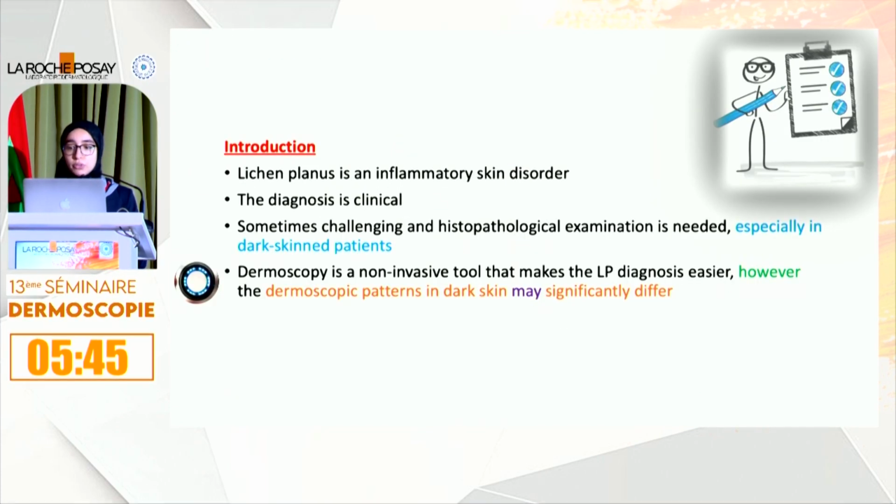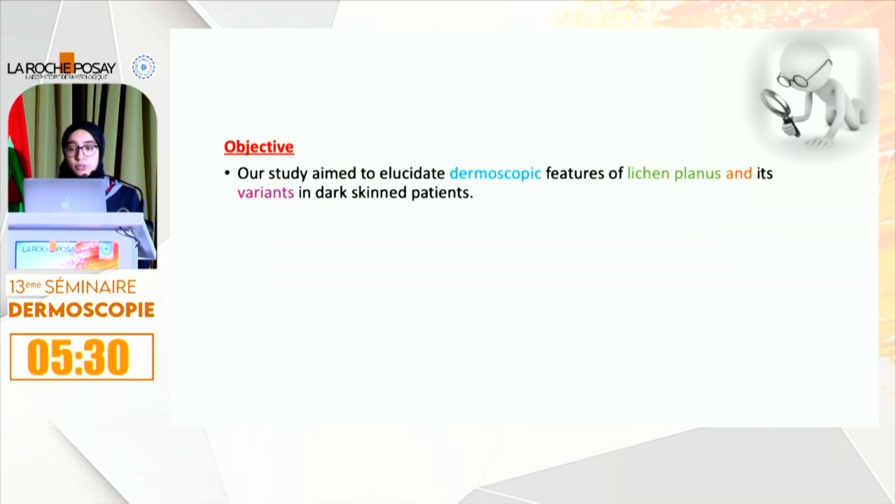Lichen planus is an inflammatory skin disorder diagnosed clinically, though it can be challenging, especially in dark skin patients. Dermoscopy is a non-invasive tool that makes the diagnosis easier. However, dermoscopic patterns in dark skin may significantly differ. We embarked on a study aiming to elucidate dermoscopic features of lichen planus and its variants in dark skin patients.